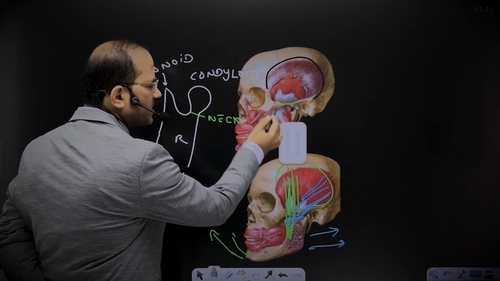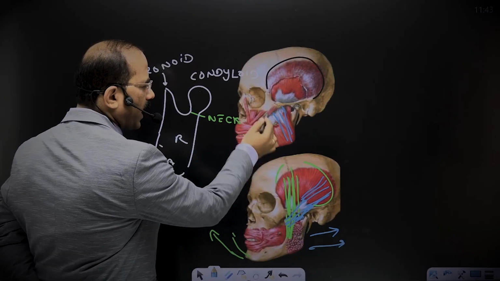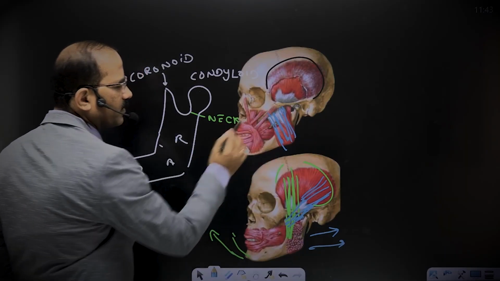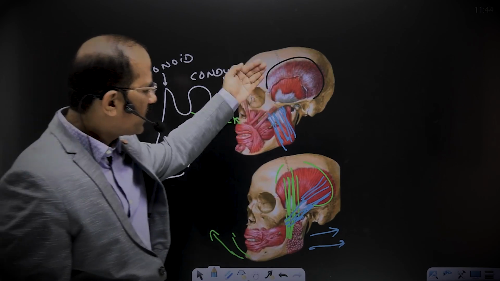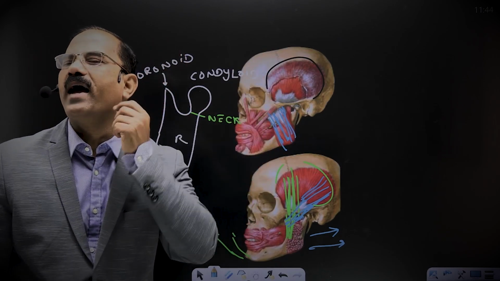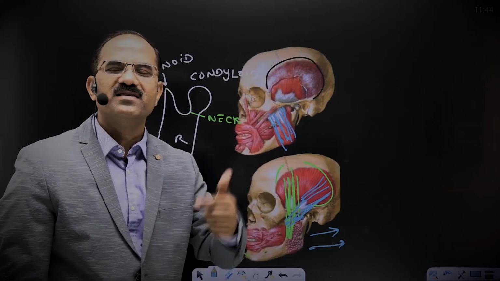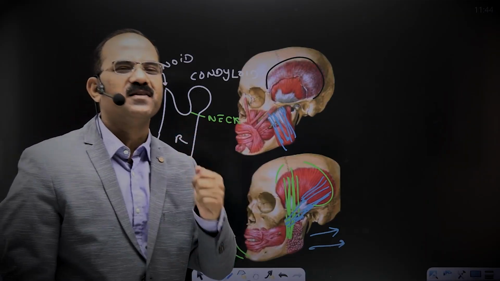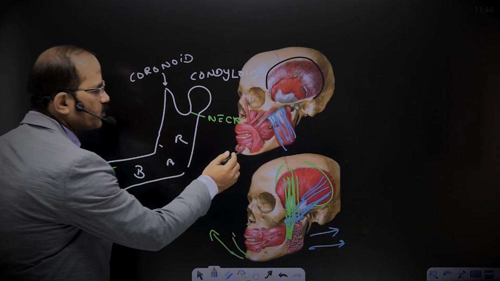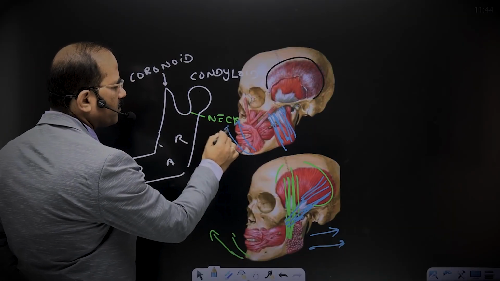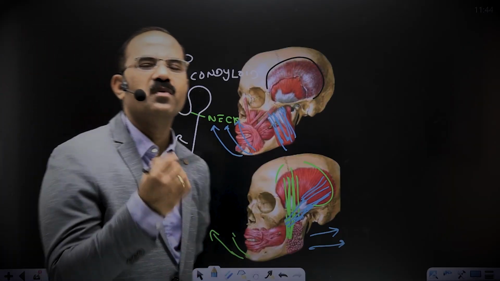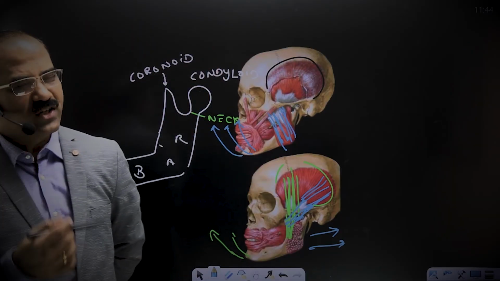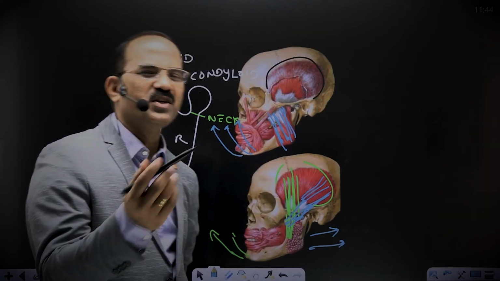A muscle which comes and gets inserted on the angle of the mandible, on the outside. Simple. The muscle begins from the zygomatic arch and gets inserted on the outer angle. This muscle is the masseter muscle. When the masseter contracts, it pulls the mandible up like this. The action is elevation of the mandible. So the action of masseter is elevation of mandible.